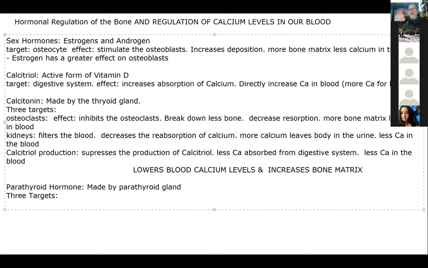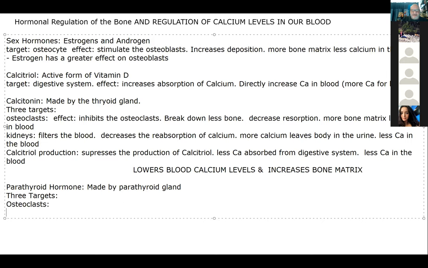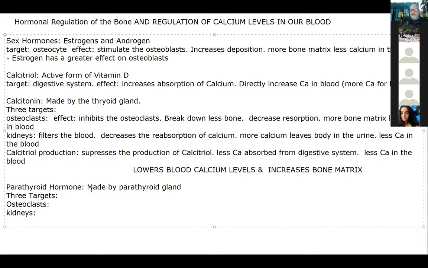All right, there are three targets for the parathyroid hormone. And not surprisingly, those three targets are the same as calcitonin. It is the osteoclasts. It is the kidneys. And it is, I have tenure, I don't care, and it is calcitriol production.